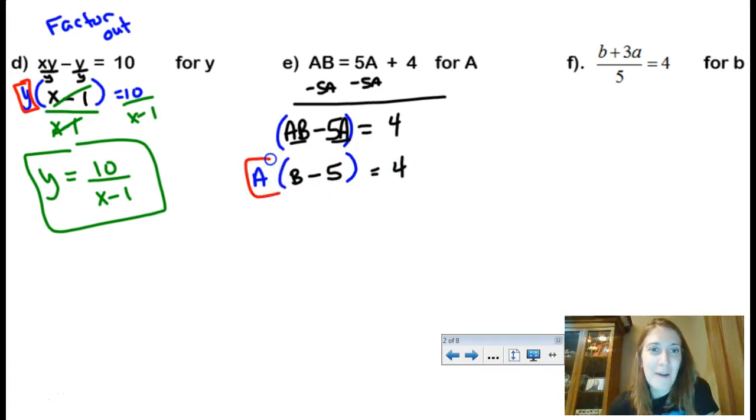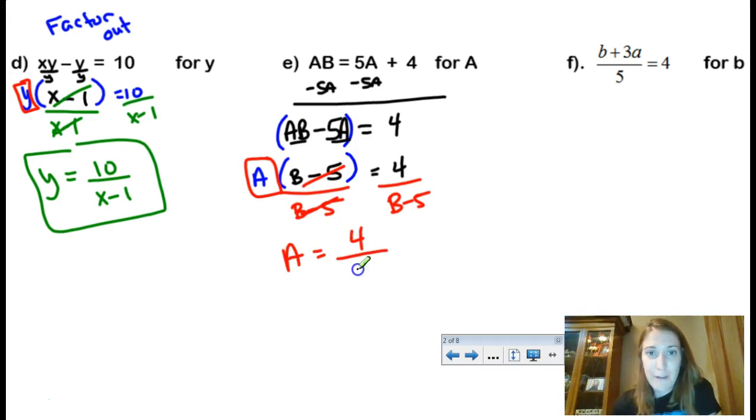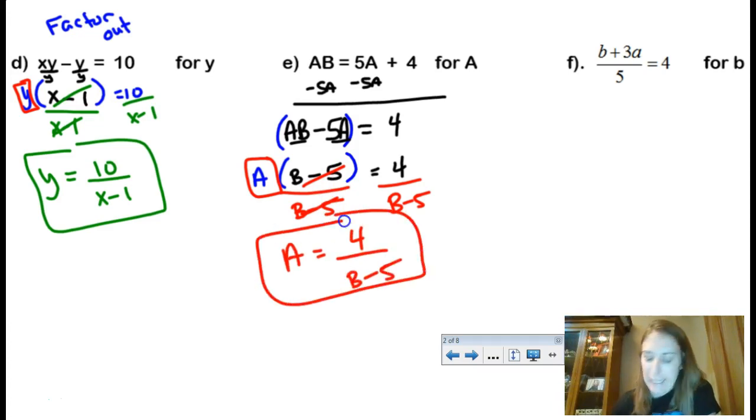All right, and then now I finally have one A left in the problem. Let's isolate him by dividing by his multiplier of B minus 5. All right, A equals, they didn't say make it pretty, 4 over B minus 5. I kind of like those problems. I don't know, a little weird.